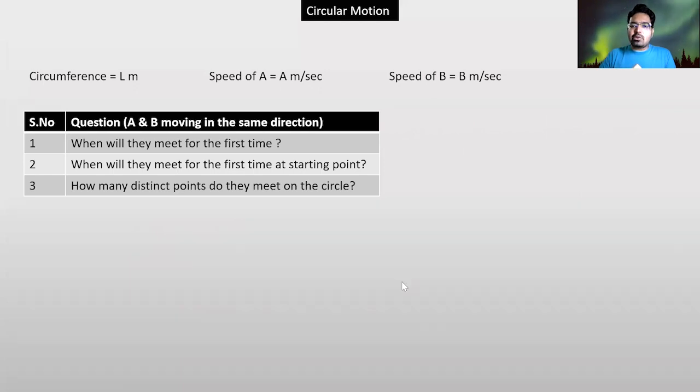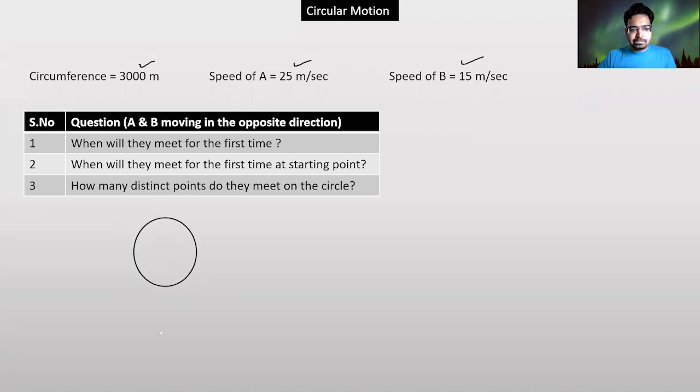Same thing we will try to apply when they are moving in the opposite direction. Let's have a look at this. Once again, the same data, circumference being 3000, speed of A is 25 meters per second, and speed of B is 15 meters per second. Let me just draw a circle. Right. So A and B are starting from the same point at the same time. And what are they saying? When will they meet for the first time? Now they are moving in the opposite direction. So suppose A is moving in this direction and B is moving in this direction.